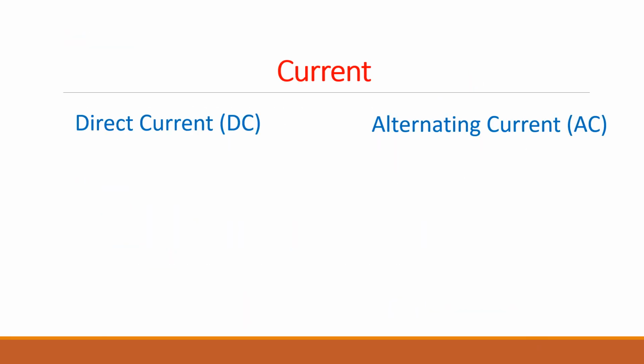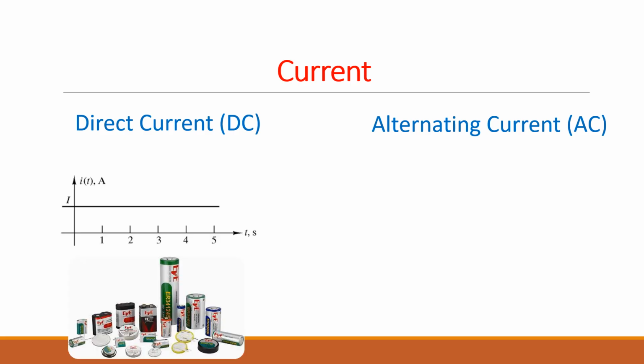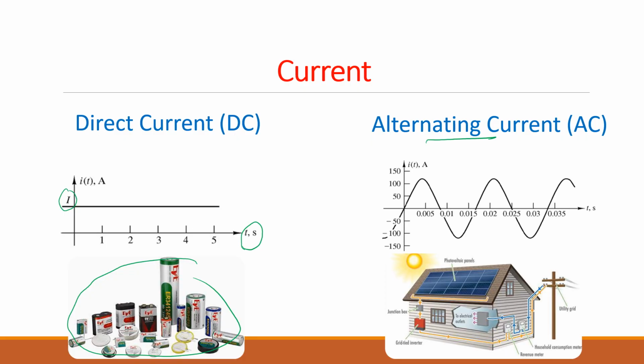The current can be direct current or alternating current. Direct current means the magnitude and the direction of current is not changing with time, so you can see a straight line. So the batteries that we have, they are DC, supplying a DC current. Alternating current is the current which is changing with time. It can be the magnitude or it can be the direction or it can be both.